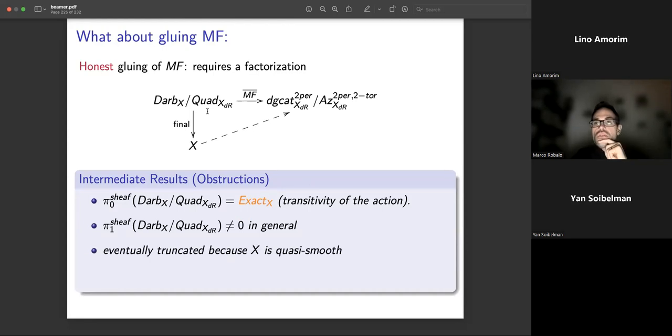But it is eventually truncated because X is quasi-smooth. So the fact that X is quasi-smooth implies truncation. And the map MF is actually trivial on all pi n sheaves. All homotopical information is trivial except in degree 1.